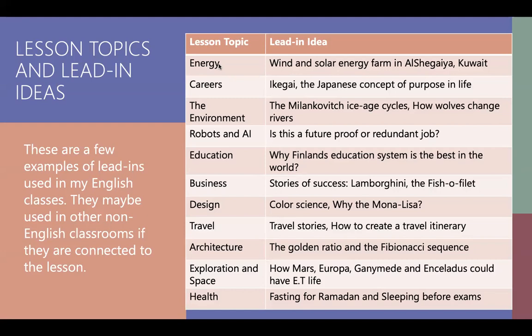With exploration, sometimes we talk about space. I love learning about space. So I tell them how Mars, Europa, Ganymede, and Enceladus may have extraterrestrial life. How researchers are trying to figure out basically where to look for extraterrestrial life, and it may not be the aliens that you think they are. They might be like tiny bacteria or microbes.